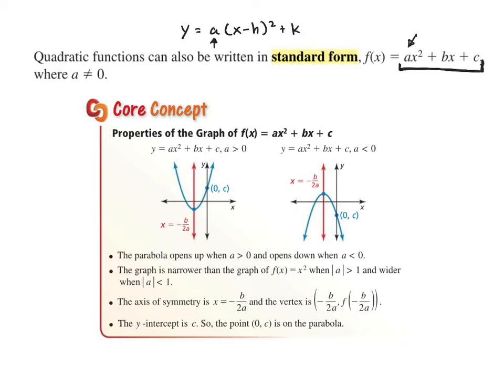If you look down here at this core concept from our book, here is the quadratic function in standard form. Again, it says a is greater than 0. Notice it shows it opening upward. Here is the same standard form, but if a is less than 0, if it's negative, it opens down.